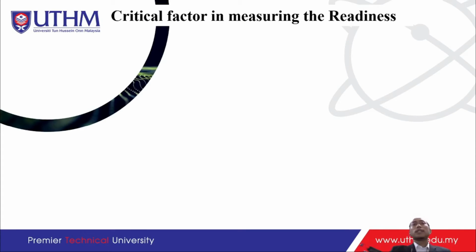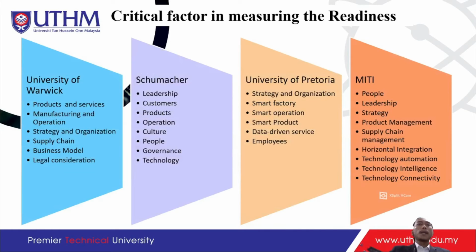Next are the critical factors in measuring the readiness of Malaysia manufacturing toward Industry 4.0. These are from a few previous study papers, by the University of Warwick, Schumacher, the University of Pretoria, and MITI. The list below is the critical factors listed in the papers. The University of Warwick listed production and service, manufacturing and operation, strategy and organization, supply chain, business model, and legal consideration.